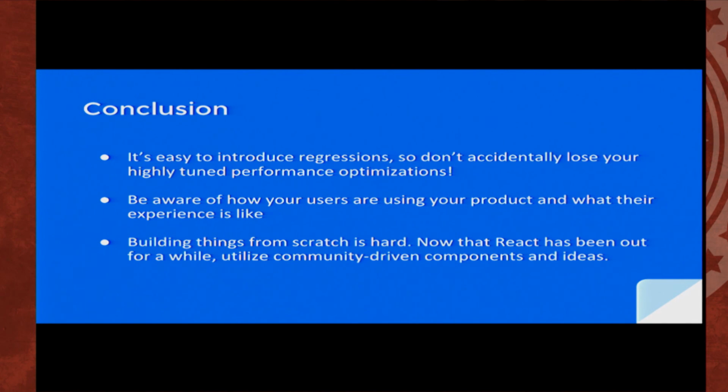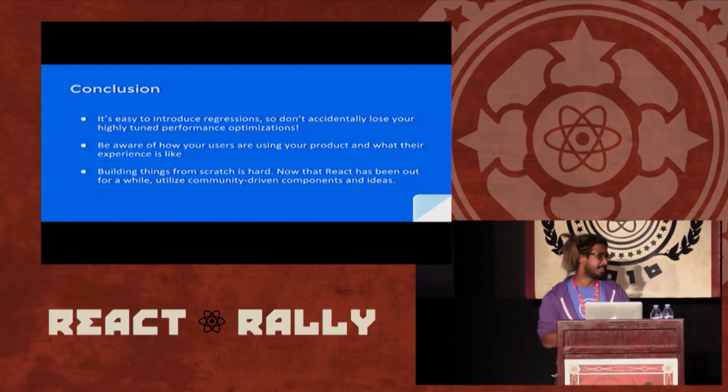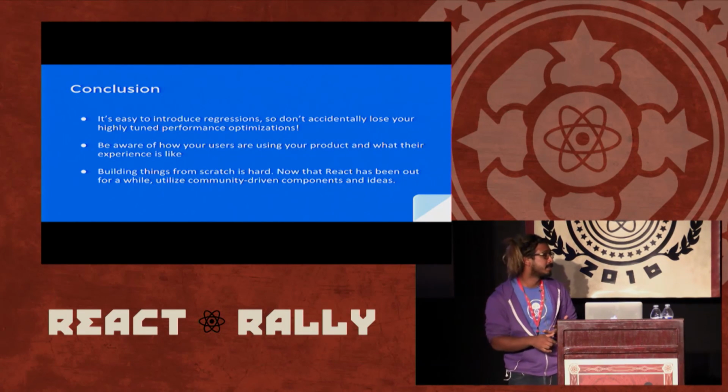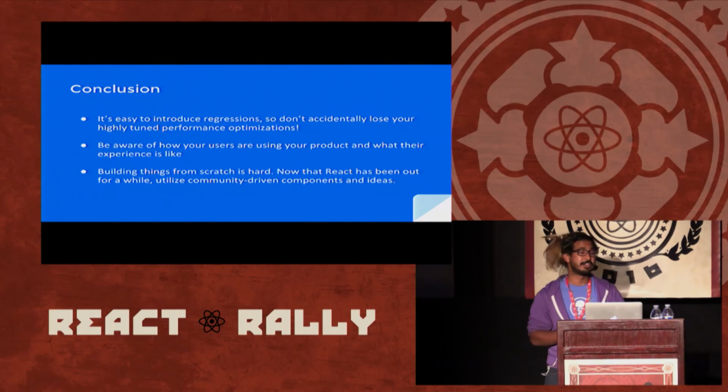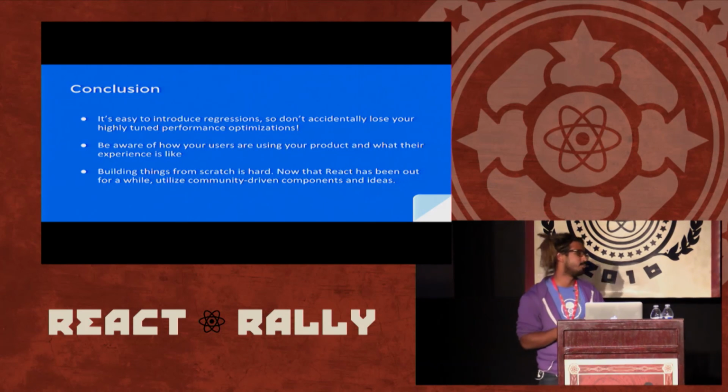So in conclusion, the things that I've learned is that it's very easy to introduce regressions. Don't accidentally lose your highly tuned performance optimizations by not having tests and not having better abstractions. It's important to have a sense of how your users are using your product. Even if you do user interviews or just collect metrics on how they'll be using the product, you'll have a better sense of what you expect from a performance aspect.